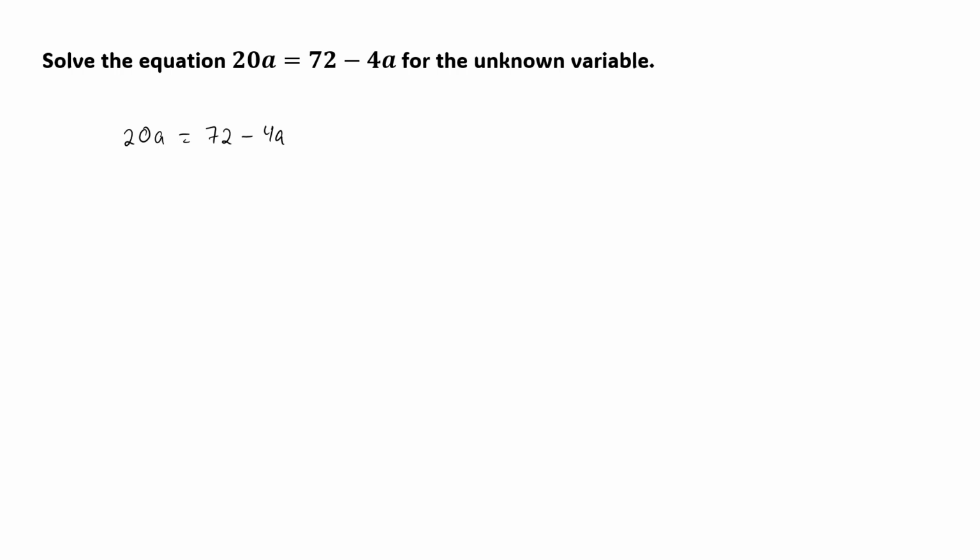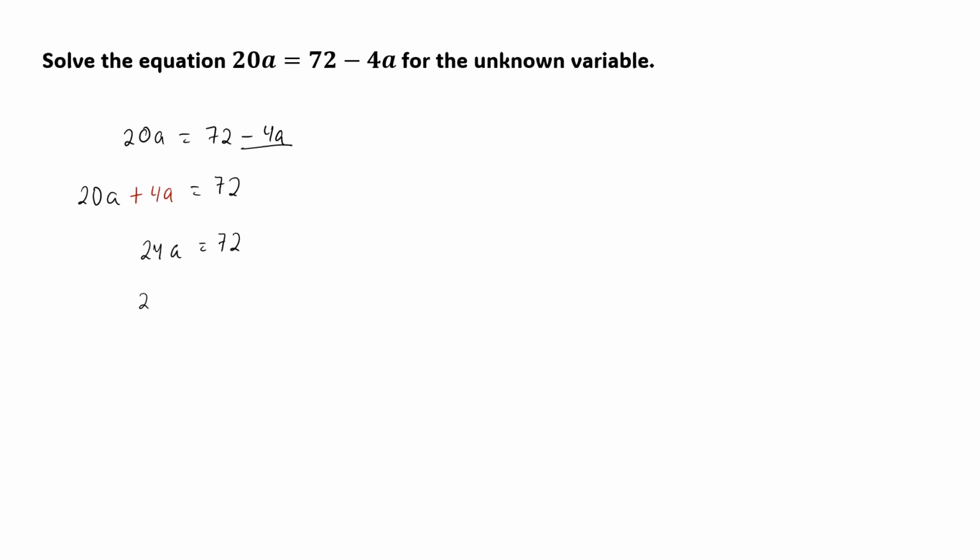So we're going to collect our like terms a, where we have 20a and 4a, and since 4a is being subtracted on the right-hand side, that means that we're going to be adding 4a to 20a on the left-hand side of our equation, and I'm returning 72 back to my equation. So 20a plus 4a will equal 24a, which is equal to 72. That's our first step that we performed.